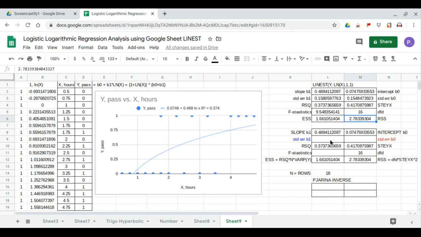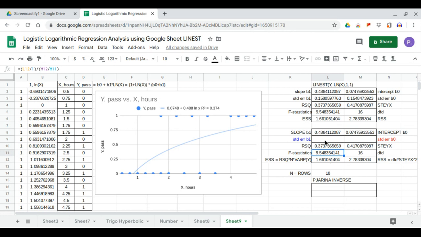Now we'll calculate the F statistic, where the numerator is ESS, or regression sum of squares, divided by the degrees of freedom of the numerator, which is 1, because we only have one independent variable. The denominator part will be RSS, or residual sum of squares, divided by the degrees of freedom of the denominator. And it is 9.5483, matches our LINEST output.